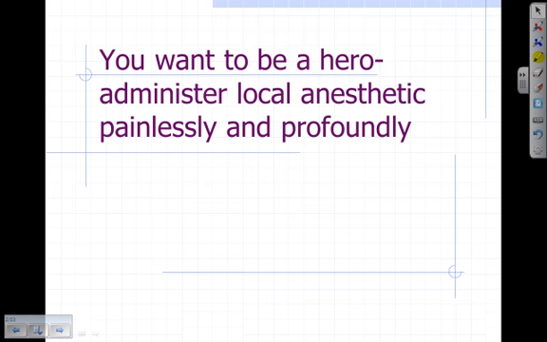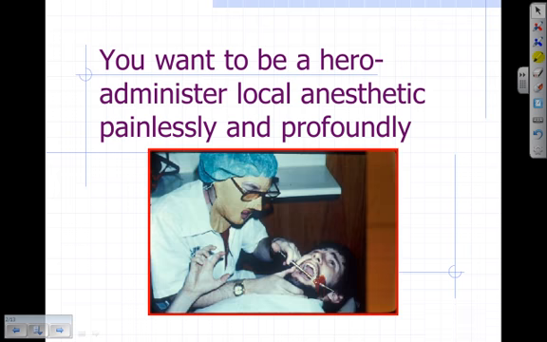I mean, let's face it, do you want to be a hero? If you can administer local anesthesia painlessly and profoundly, your patients will remember that. Your patients will tell other people that they have a dentist who, when they get them numb, they don't feel a thing. And that is something that you should be proud of and something you should be trying to get to that level. Administering a local anesthetic agent painlessly and profoundly, that the tooth is numb, that the gingival tissues are numb.